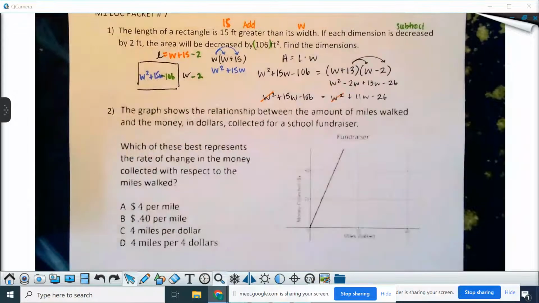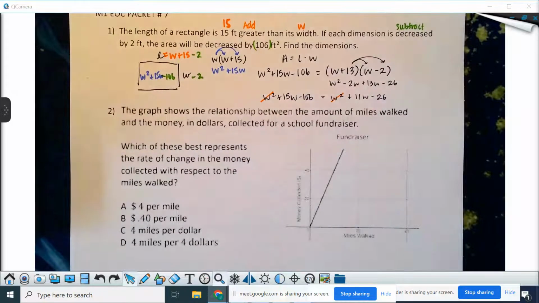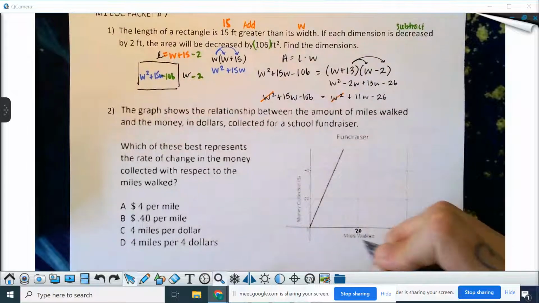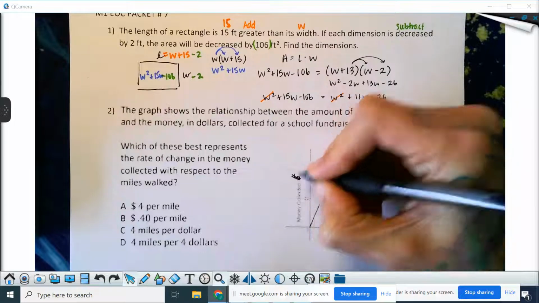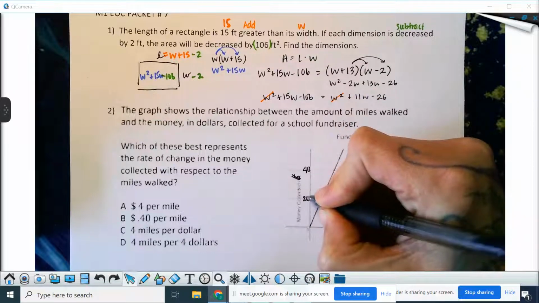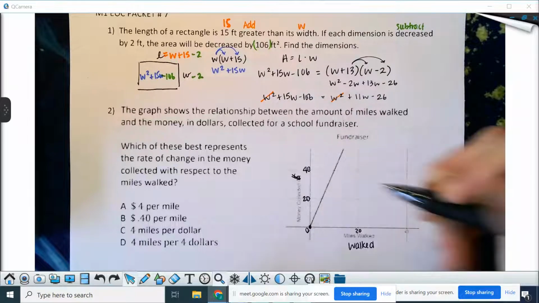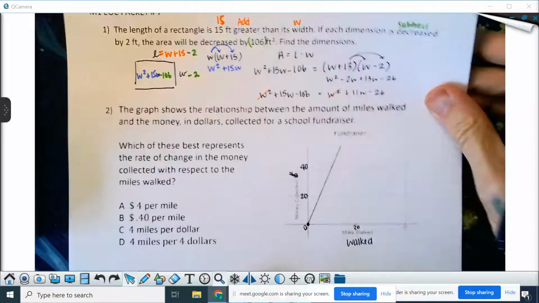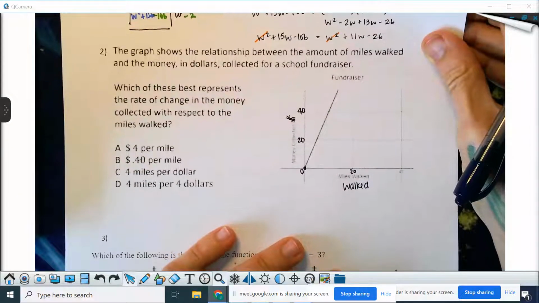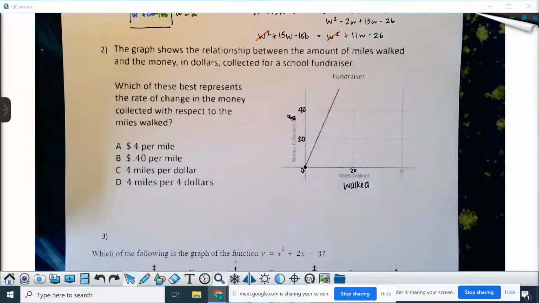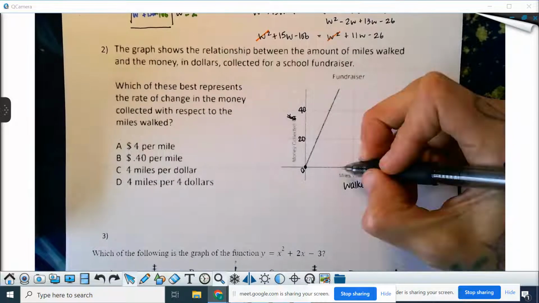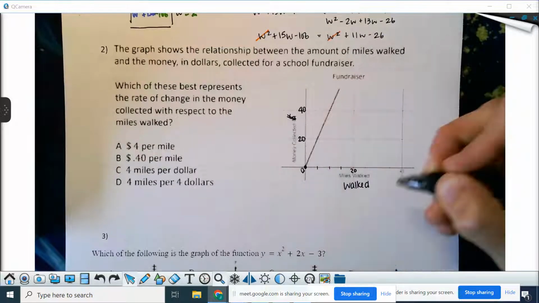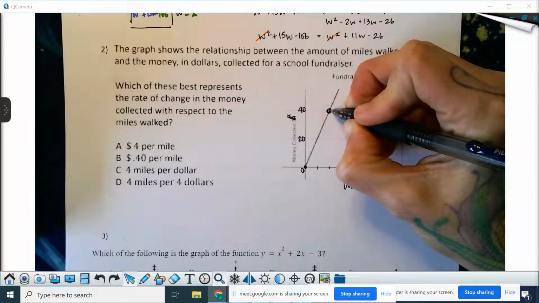All right. Now mine's pretty hard to see, but this is a 20 and this is miles walked down here. This is money collected. This is 40. This is 20, and then obviously our 0 down here, because if you don't walk anything, you didn't gain any money. So it's the amount of miles walked and the money in dollars collected for a school fundraiser. Which of these best represents the rate of change in the money collected with respect to the miles walked? So there's a little 1, 2, 3, 4. Yeah, there's 4. This is a nice intersection.